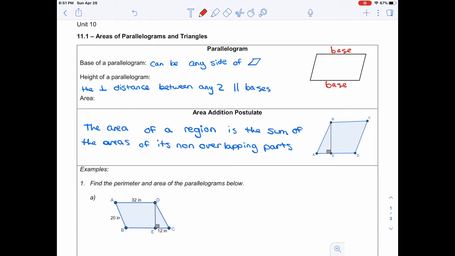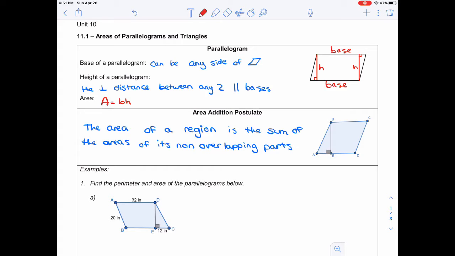So as I said, the height of a parallelogram is going to be the perpendicular distance between any two parallel bases. And again, here I have a perpendicular line drawn. That could be my height, but more often than not, you're going to have it drawn here like this, so that way you have a little right triangle formed, or again over here. That's typically where your height's going to be drawn. And for our area, we should know this by now, but our area is just going to be that base times height.